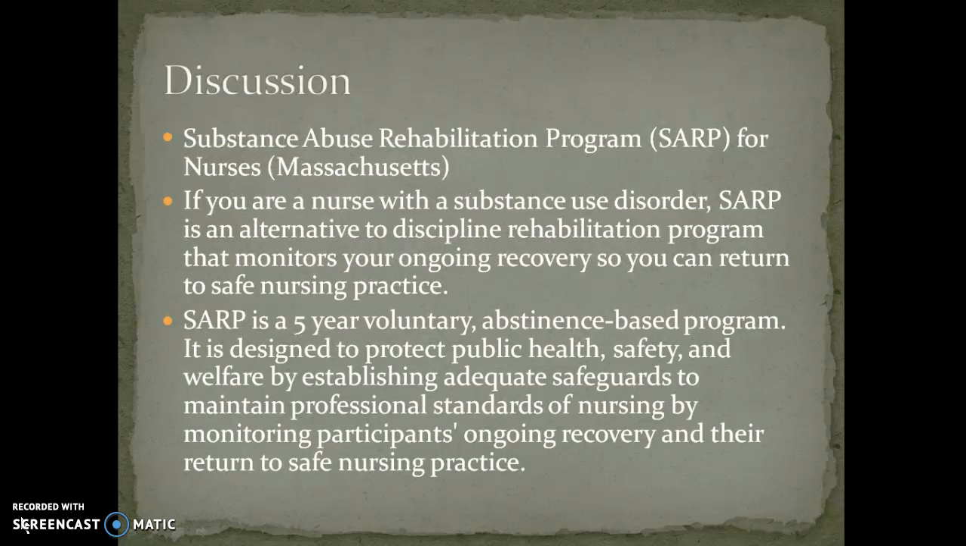I'm going to recommend again all of the readings. I particularly think Chapter 4 and Chapter 5 have a lot to do with our assignments for this week. But I also included many articles on an impaired nurse, including a video, and also a link to SARP, which is the Substance Abuse Rehabilitation Program for Nurses in Massachusetts. So this is an alternative to discipline. It's non-punitive, and nurses can go through this 5-year voluntary abstinence-based program, and it's designed to get them back into the nursing workforce.